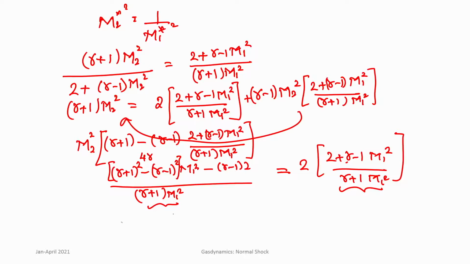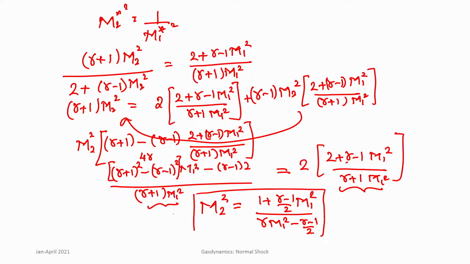So finally the equation is just 1 plus gamma minus 1 by 2 m1 square by gamma m1 square minus gamma minus 1 by 2. So you find that m2 can be completely represented only in terms of gamma and Mach number before the shock.